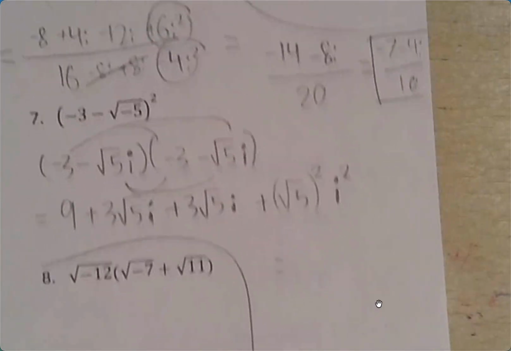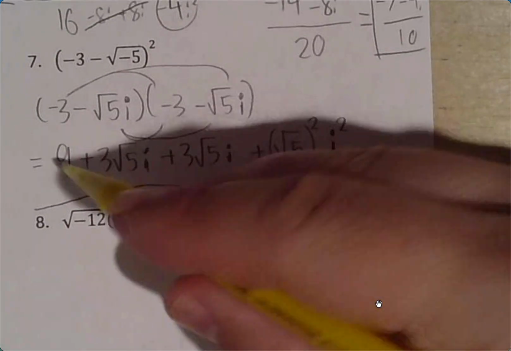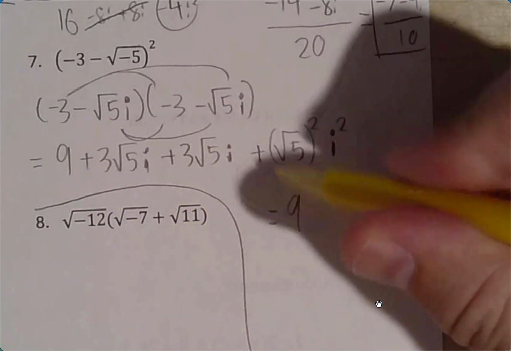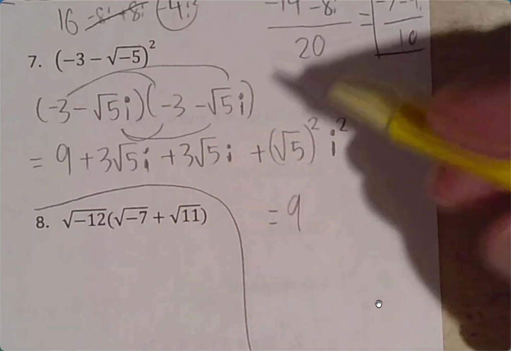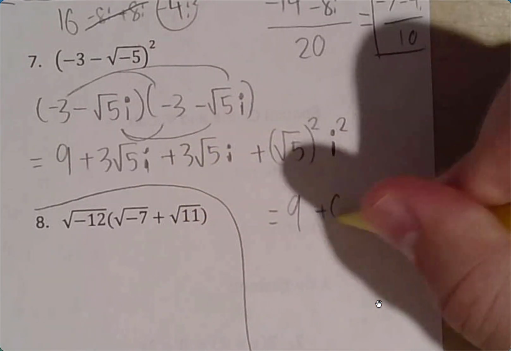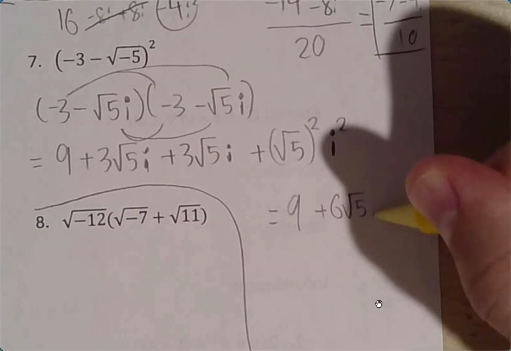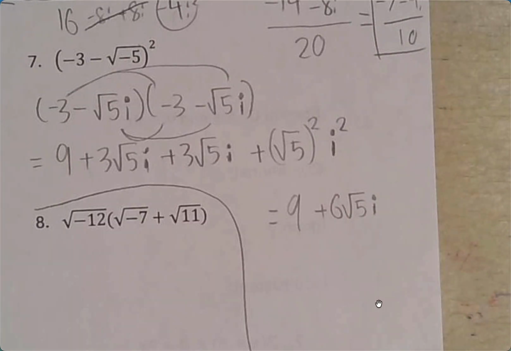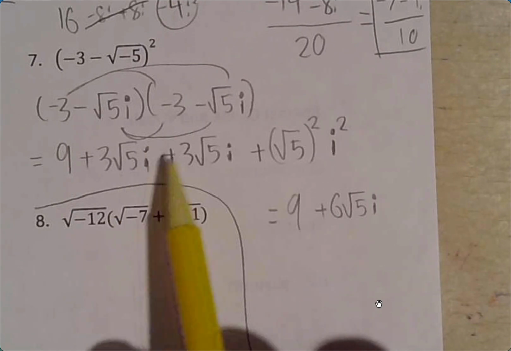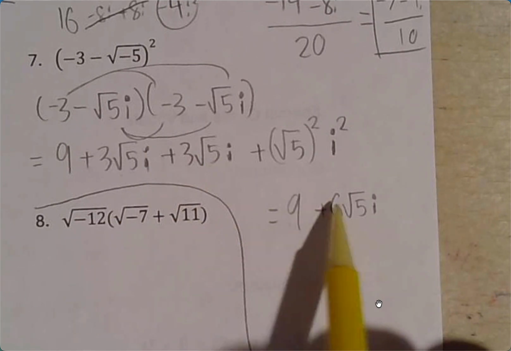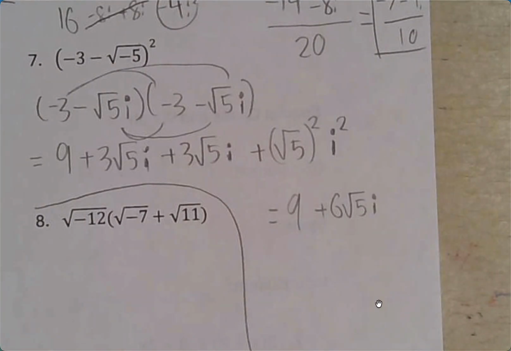Let's see what happens. Well, this is going to be 9, still. 3 root 5i plus 3 root 5i is going to be 6 root 5i. Now, that sounds crazy, but let's say it like this. I've got 3 of this ugly thing, and I've got 3 of this ugly thing, so I've got 6 of those ugly things. That's all it comes down to.